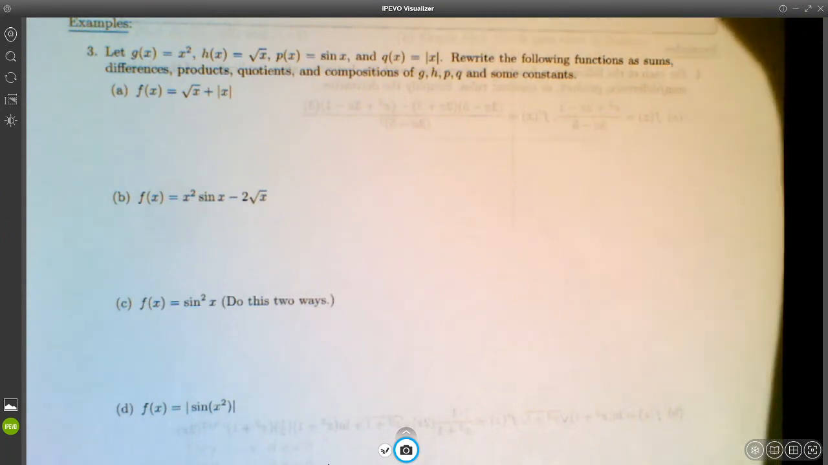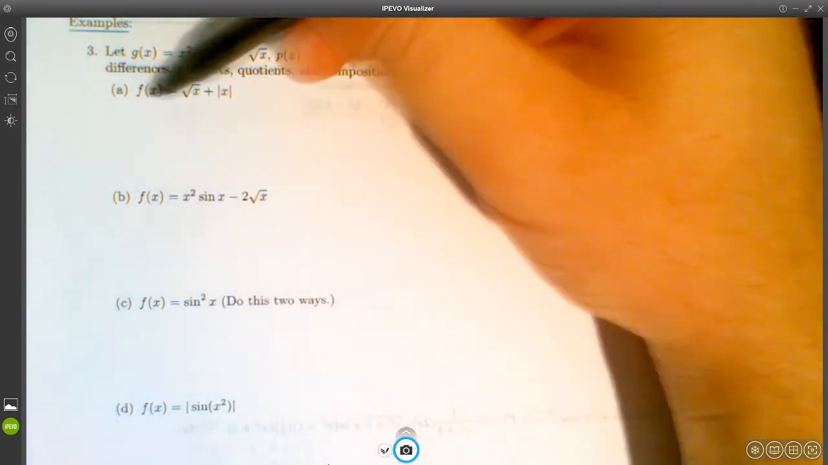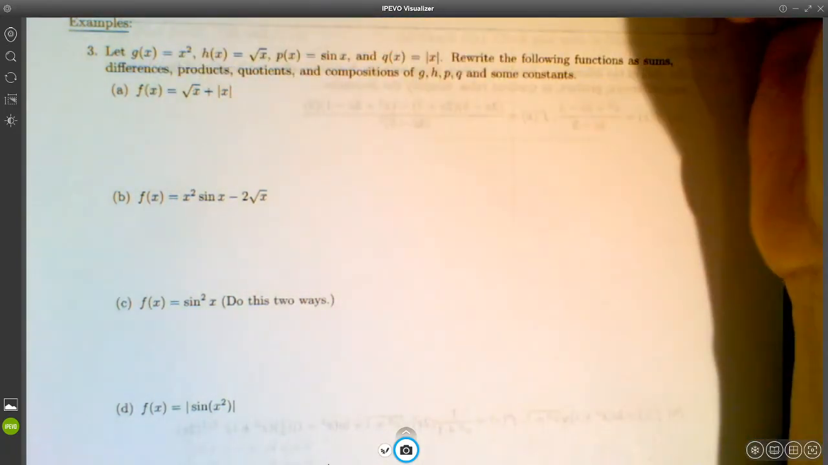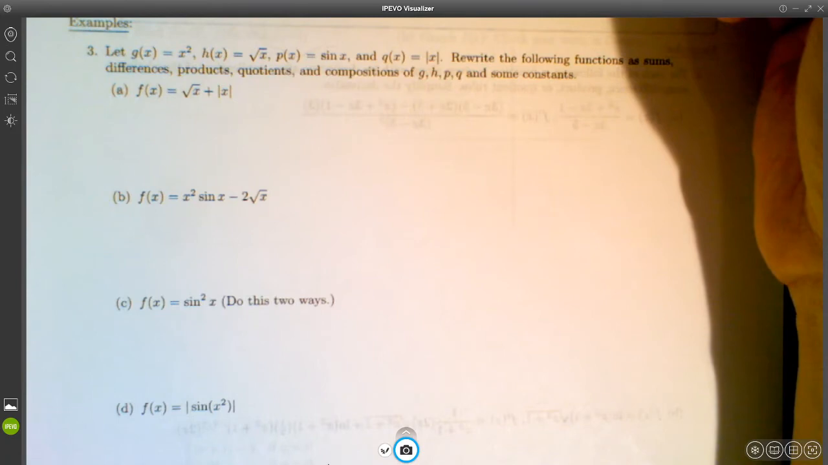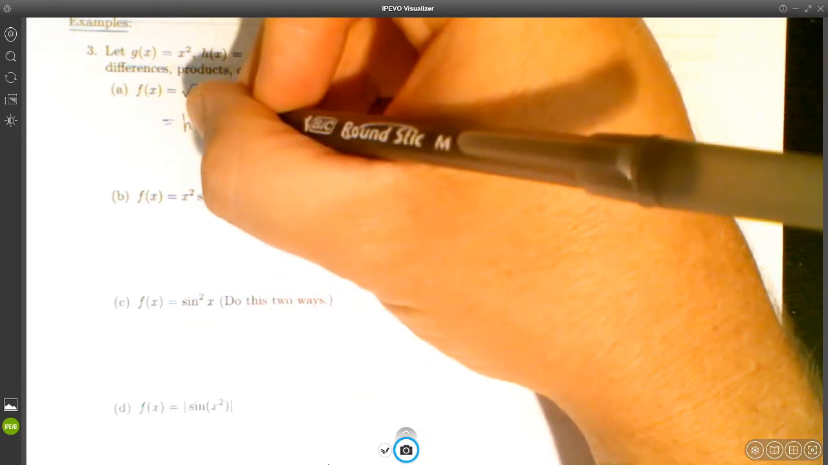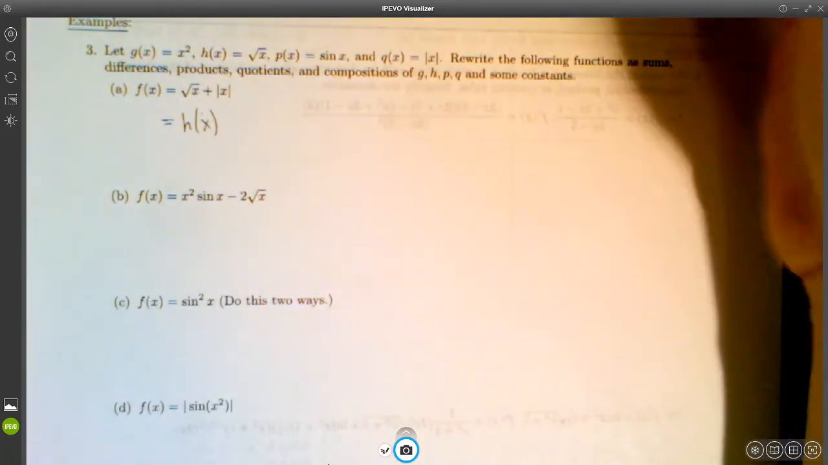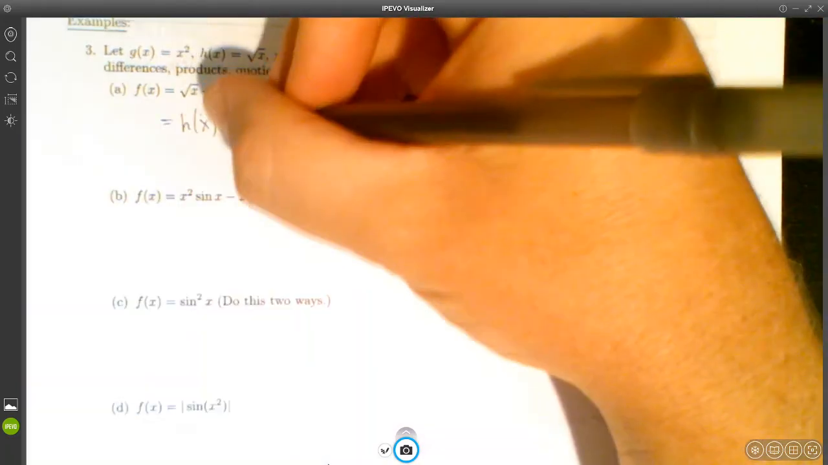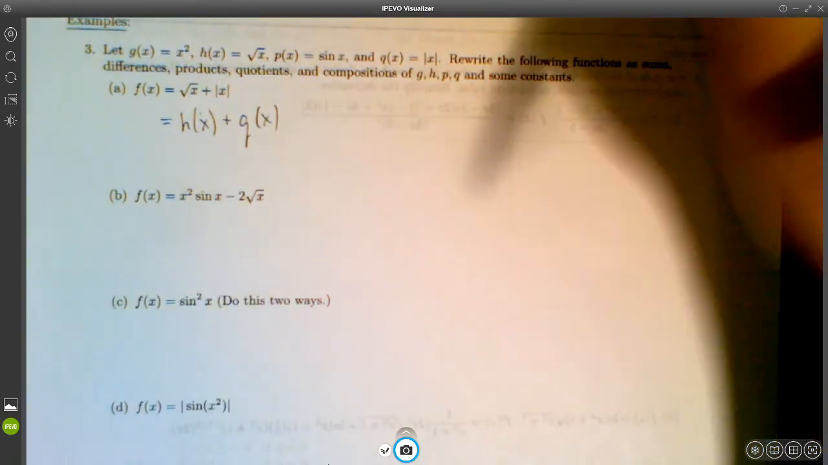But let's see, part A, we have f of x equals square root x plus absolute value x. Well, that one's pretty straightforward, right? Square root of x we called h of x, so this is just h of x. And absolute value of x, we called q of x, so this is just h of x plus q of x, right? And that's all there is to it.